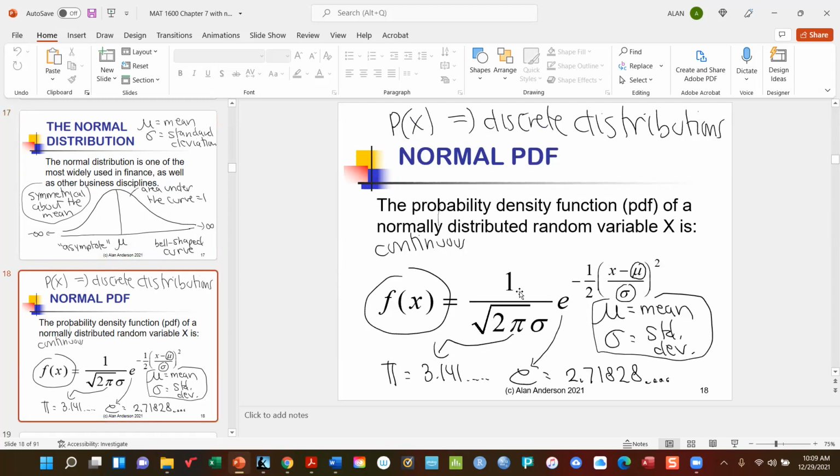So here's the formula, and I just wanted to point out here that the two values that uniquely identify this distribution are the mean and the standard deviation. In other words, mu and sigma. If we know the values of mu and sigma, that gives us all the information we need to fully describe that particular version of the normal distribution.